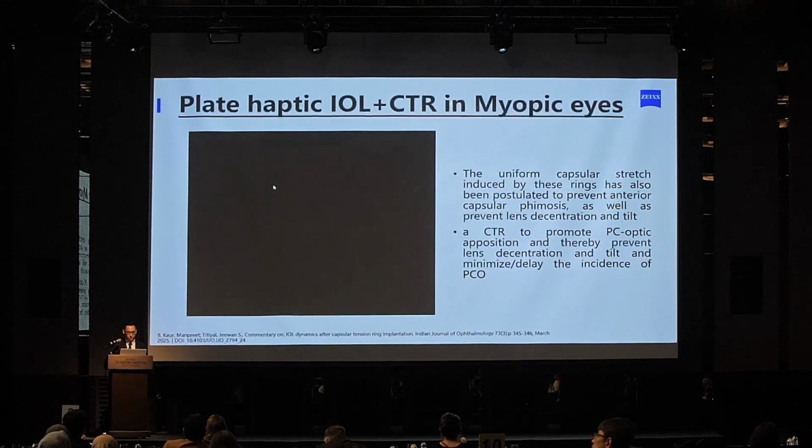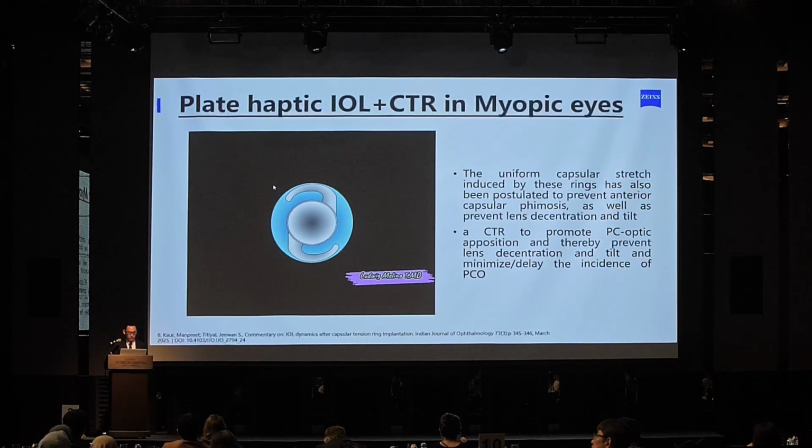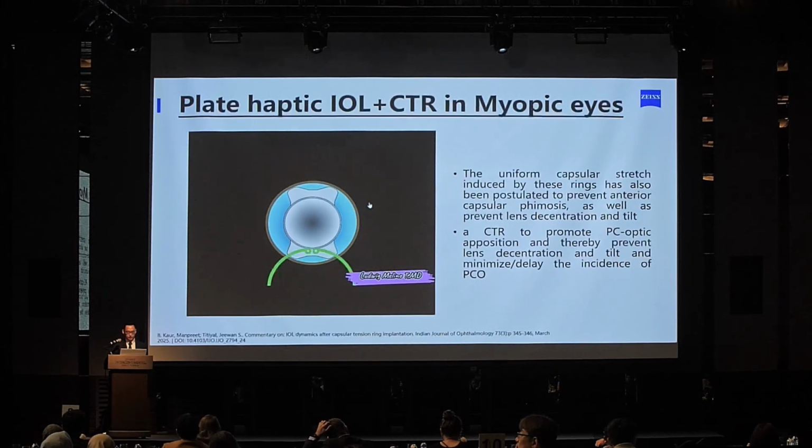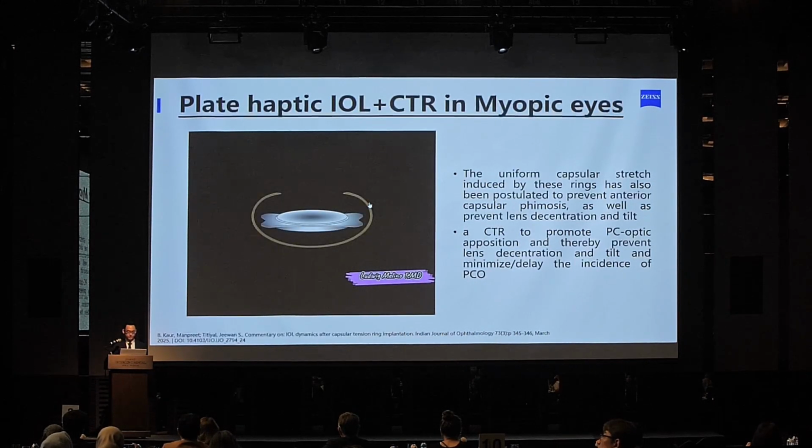So let me show the illustration that I made. We know that the C-loop haptic doesn't give uniform stress to the capsule, whereas the plate haptic has a 4-point fixation. By using the CTR, you get uniform capsular stress and prevent more anterior capsular phimosis.